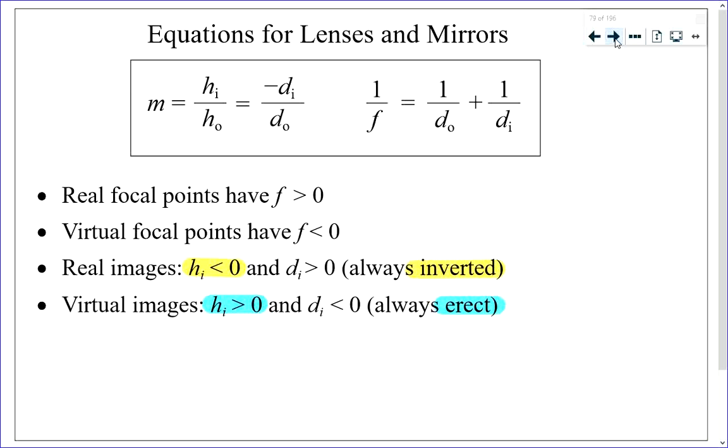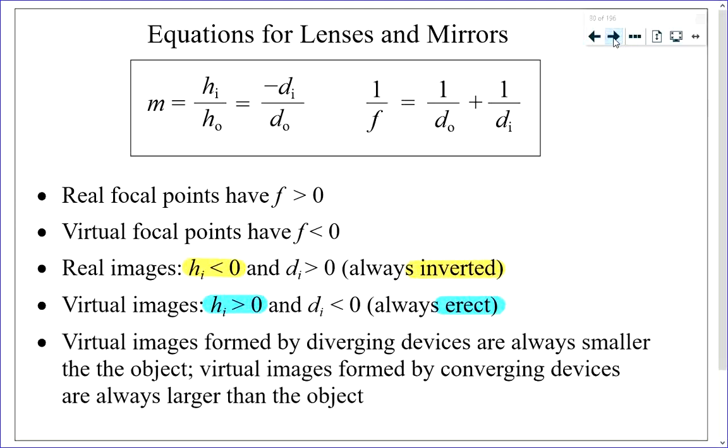But if HI is positive for a virtual image, then DI is negative. They are always opposite. This is not necessary to know, but boy, it's helpful. The virtual image produced by a diverging device will always be smaller than the object, whereas converging devices, which can produce virtual images, will produce virtual images when they do that are always larger than the object.